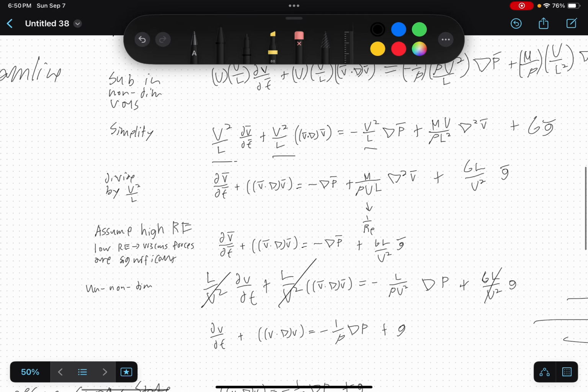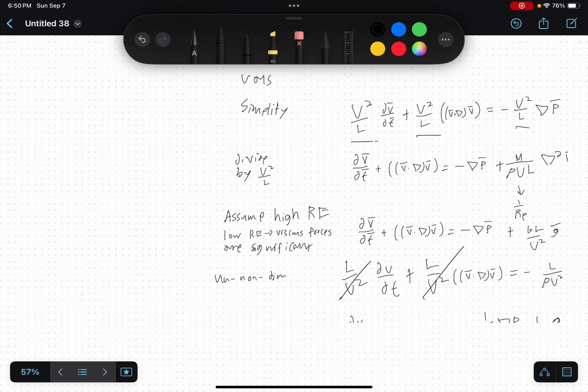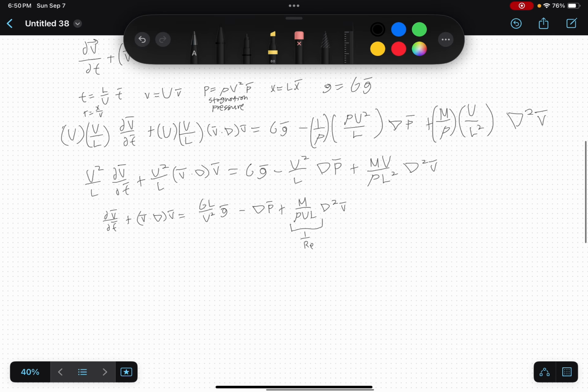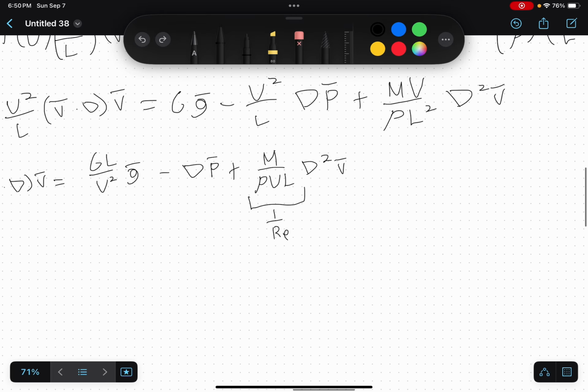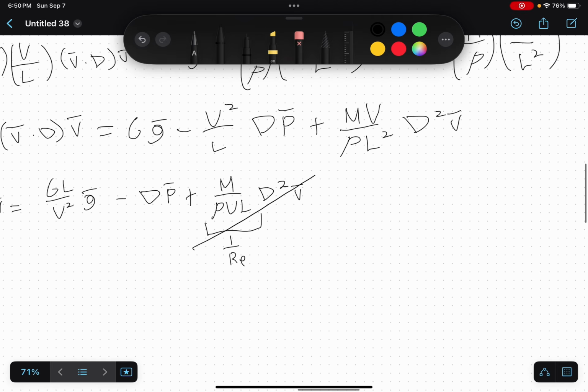Cool beans. So then we assume a high Reynolds number to cancel this whole term out. And the reason why that works is because if you have a high Reynolds number, since the Reynolds number is in the denominator, it makes this whole term go to 0. And since it's multiplying by this, the whole term just goes to 0. What does that mean physically, though?